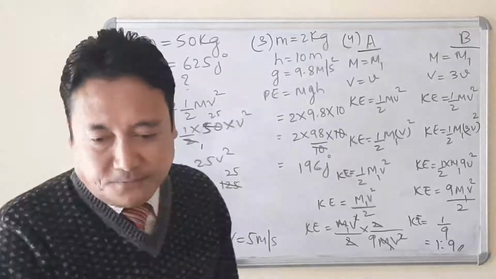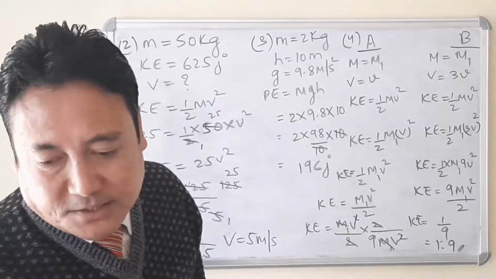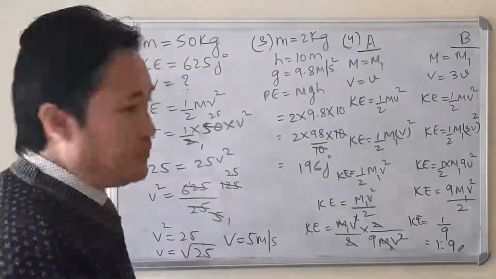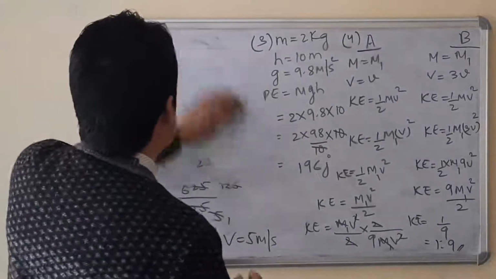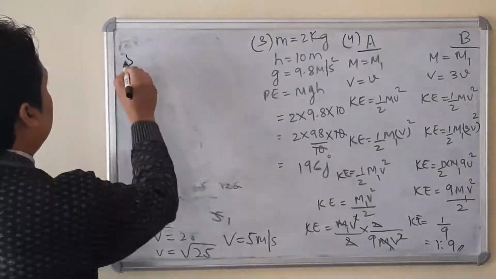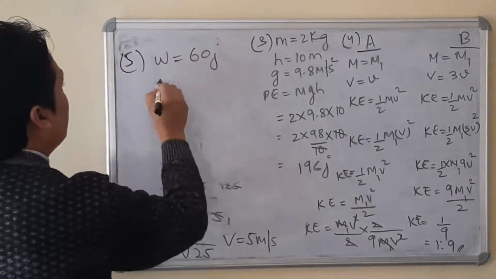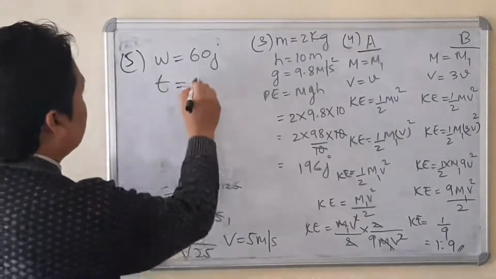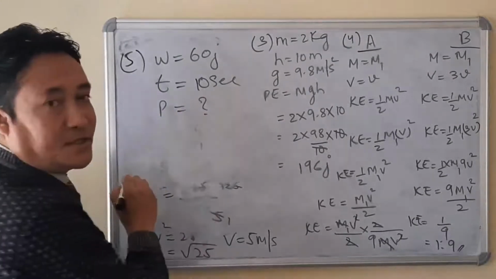Another question here, question number 5. These are very easy. The 4 I have done there. The last question is question number 5. A body does 60 joule of work in 10 seconds. Calculate its power. So to calculate power, what to do? Work done is given 60 joule. Time is given 10 seconds. You have to calculate the power.